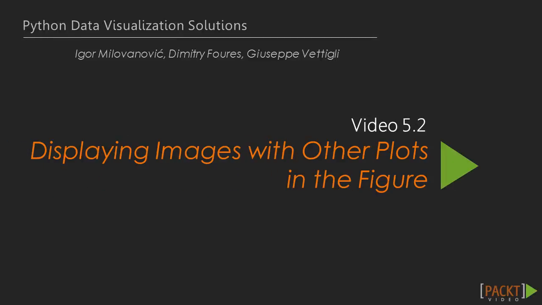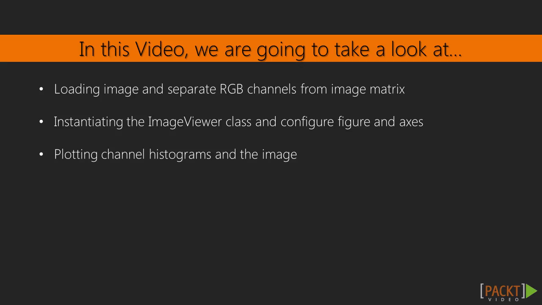We now move on to the second video of this section, displaying images with other plots in the figure. In the previous video we learned how to plot data with images. In this video we'll see how we can make simple yet effective use of the Python matplotlib library to process image channels and display the per channel histogram of an external image.